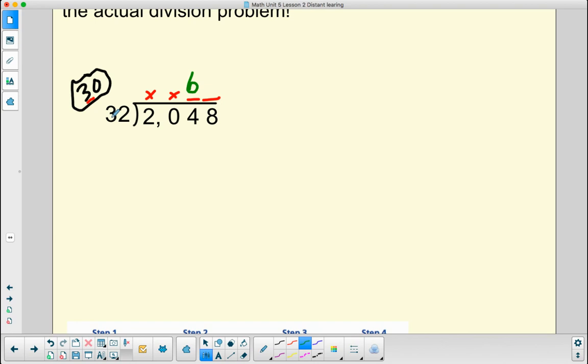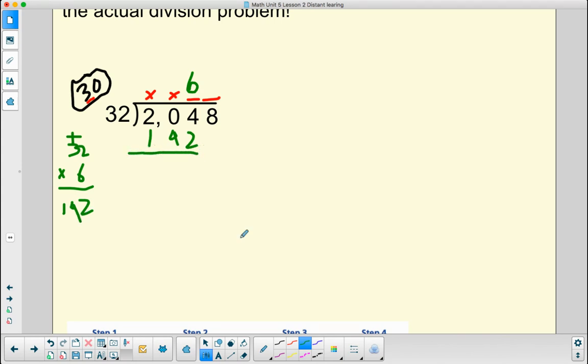6 multiplied by 30 is 180. 6 multiplied by 2 is 12. 180 plus 12 is 192. If you're not comfortable doing that, there's no problem going 32 multiplied by 6. It's just difficult for me to write with my pad. And it's good practice to multiply too. 6 multiplied by 2 is 12. That's 1 ten and 2 ones. 6 multiplied by 3 tens is 18 tens plus 1 more ten makes 19 tens. Yep, I nailed it. 192.